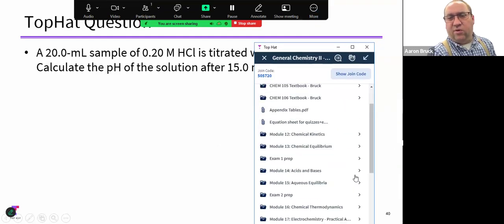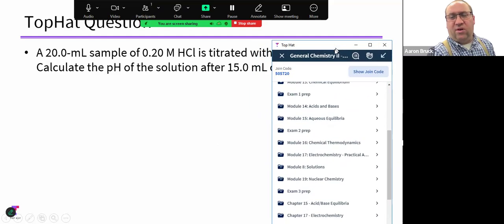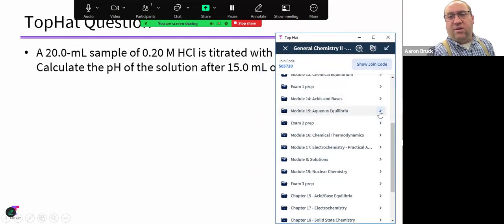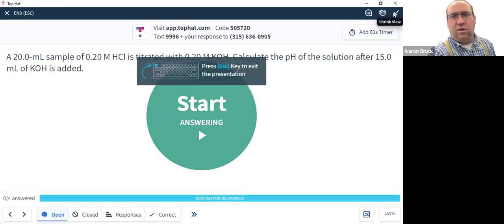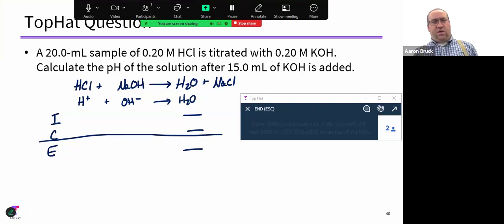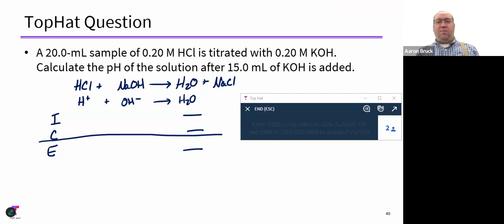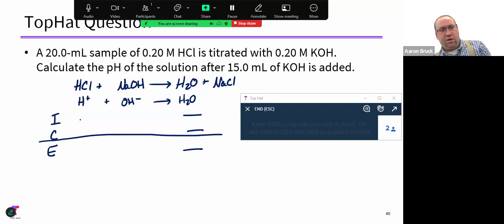We've got a 20 milliliter sample of 0.2 molar hydrochloric acid being titrated with 0.2 molar potassium hydroxide. What is the pH after 15 milliliters of potassium hydroxide? Okay, so setup for this is very similar to the other ones. We're ultimately concerned with how many moles are present and how many moles are going to react. So we need to find millimoles of hydrogen. That'd be 20 milliliters times 0.2 molar. So 4 millimoles of hydrogen ion. And for potassium hydroxide, 15 milliliters times 0.2 is 3 millimoles of hydroxide.